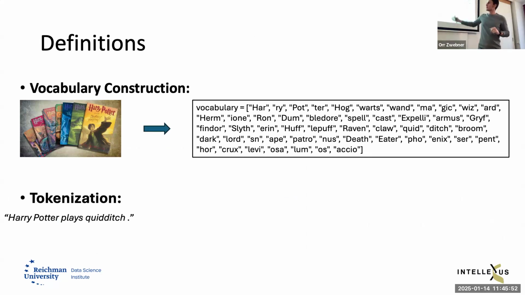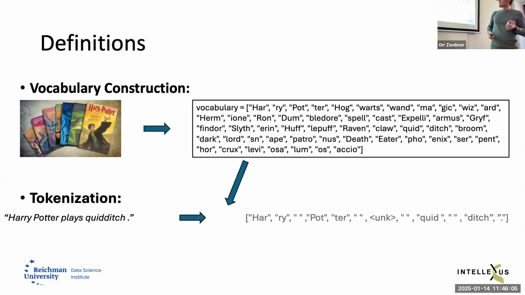Let's say I constructed the vocabulary, and I have here a sentence, Harry Potter plays Quidditch. How will the tokenizer segment the sentence according to the vocabulary? It will be something like this. According to the vocabulary it knows, okay, I see Harry, I see Potter, I see plays, I don't see Quidditch, let's put an unknown token, quid, space, ditch, etc. So now the sentence became a list of tokens according to the vocabulary of tokens.